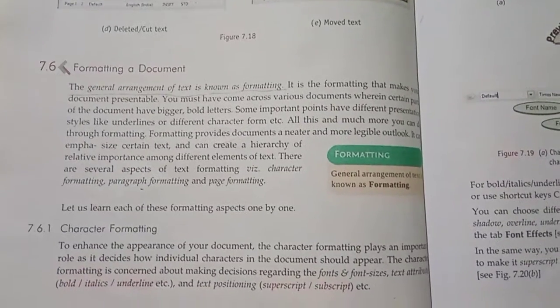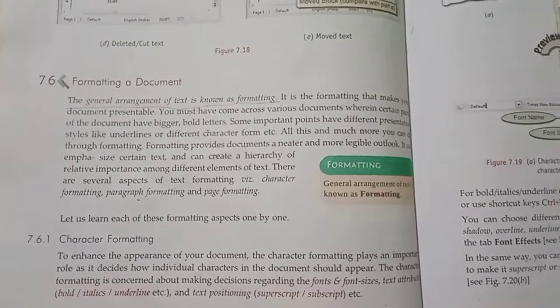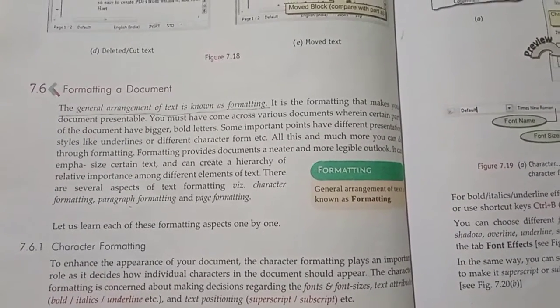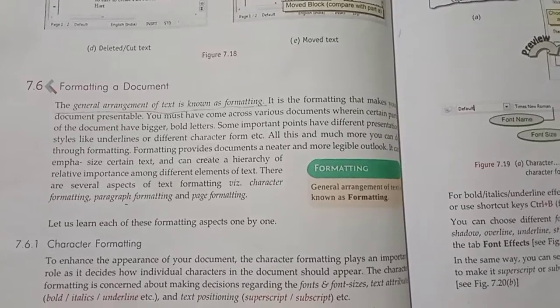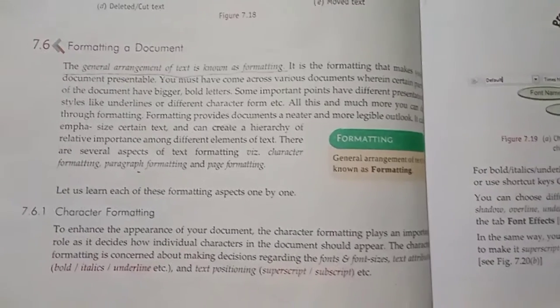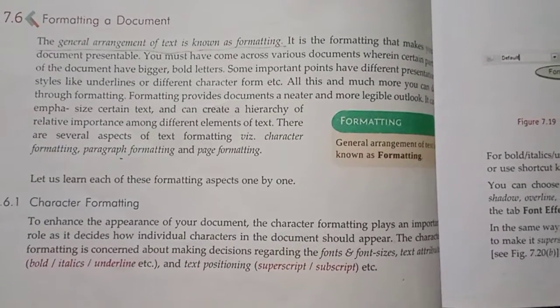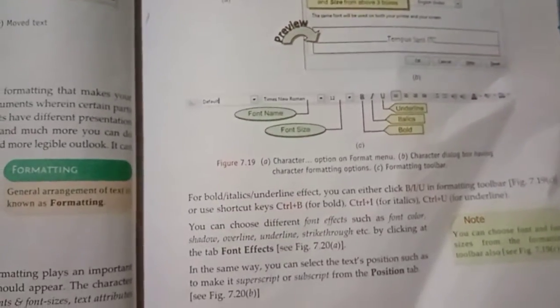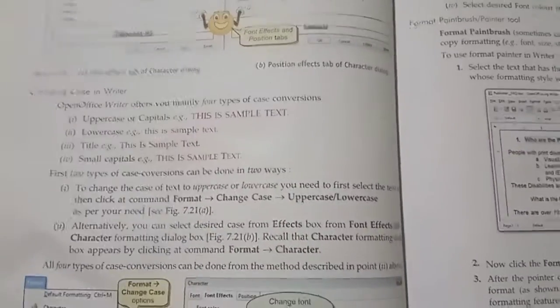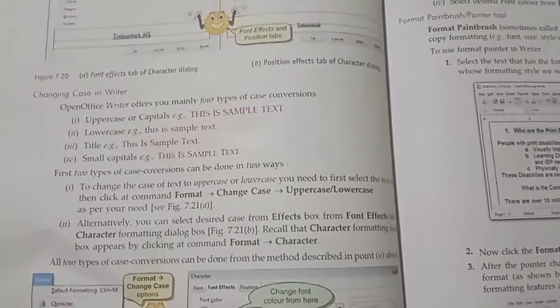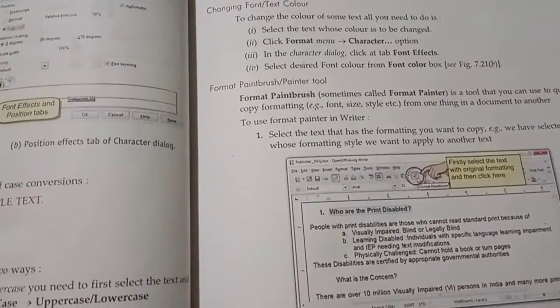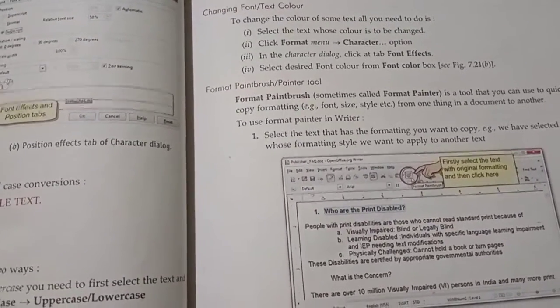So today we studied this much only. In formatting a document, we can do character formatting, paragraph formatting and page formatting. Today we studied only character formatting. In character formatting, we can change the size, text attributes, bold, italic, underline, subscript, superscript. The steps we also studied, and shortcut keys also. After that we studied how to change the case: uppercase, lowercase, title and small caps. Then we studied how to change the color, and then how to use the paintbrush and pointer tool. This much only.